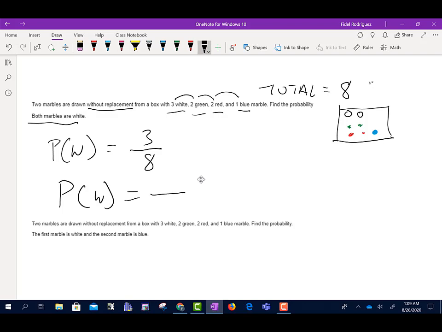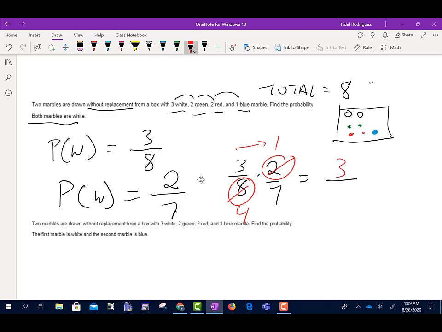So now, how many marbles do I have? Now I only have 7. And if we chose a white the first time, how many marbles would be white this time? Only 2 of them. So I'm going to take 3 out of 8 and multiply it by 2 over 7. Before I do that, we can reduce this one here and this one here, 1 and 4. Now we can multiply straight across. That's 3 over 28.